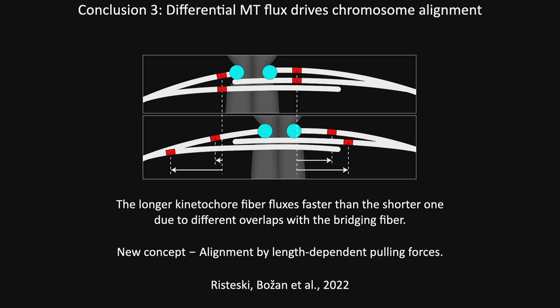So the bridging fiber fluxes fast, the long kinetochore fiber flux is also reasonably fast, and the short kinetochore fiber flux is only a little bit, and this moves the chromosome to the cell center. So this is a new concept. This is alignment by length-dependent pulling forces, pulling forces that are generated along the length of the microtubule that pull the chromosome to the center.